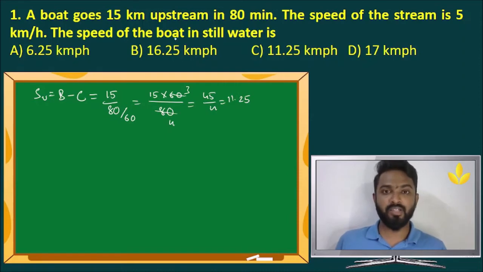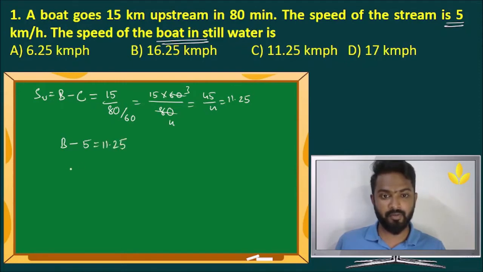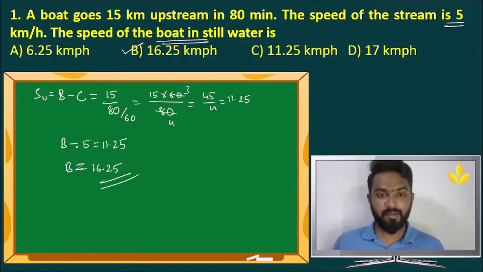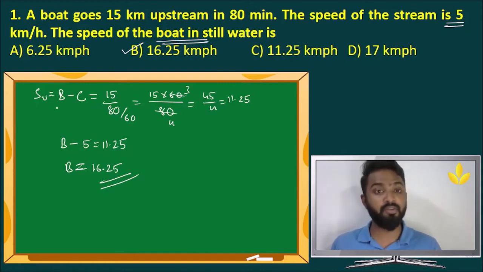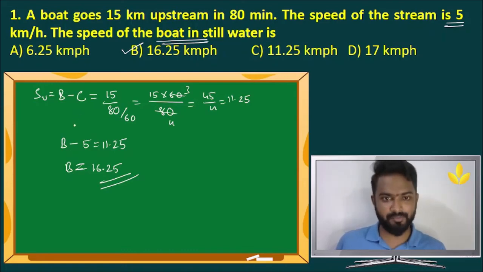Now they have asked what is the speed of the boat in still water. That means we need to find the value of b. So b minus speed of the stream is 5 km per hour. They have already given that. So c is 5, b minus 5 equals 11.25. So b equals 11.25 plus 5, that is 16.25. Answer is B. Some people tend to screw up the minus and plus sign and then they end up getting 6.25. But you need to be very careful if it's upstream or downstream. Alright, that was this question.